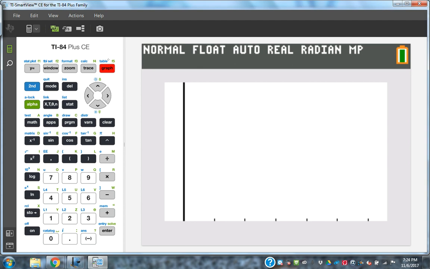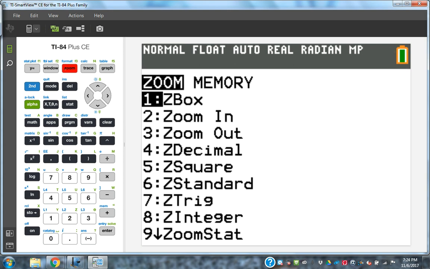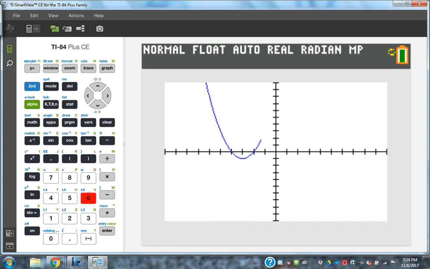And my screen is not in the right place. I don't even see anything. So to get my screen in the right place, I'm going to hit zoom. That button right there in the center, right underneath the screen. Zoom, and then the number 6 to get the standard window. And there I have a nice picture of a quadratic.